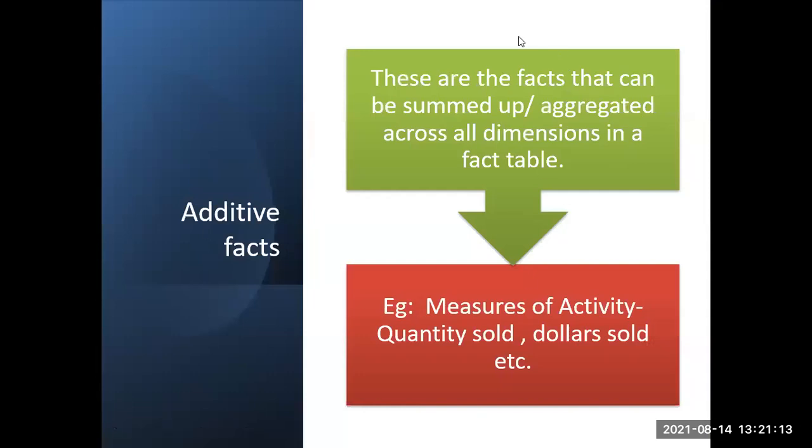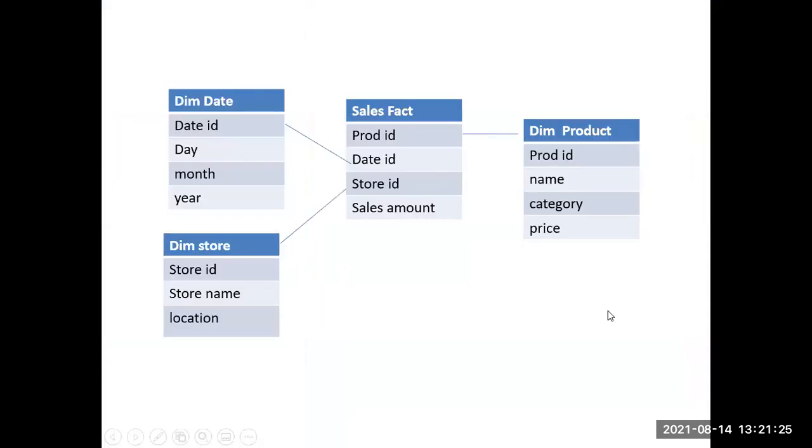Additive facts are the facts that can be summed up or aggregated across all the dimensions in the fact table. Examples are the measures of activity, quantity sold, and dollars sold. An example is given here: the fact table is of sales, and the dimension tables are date, store, and product. From the fact table, we are supposed to find out what the additive fact is. The fact table has product ID, date ID, and store ID. And in total, we are going to calculate the sales amount.